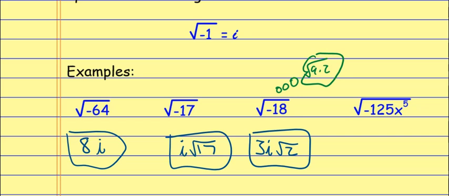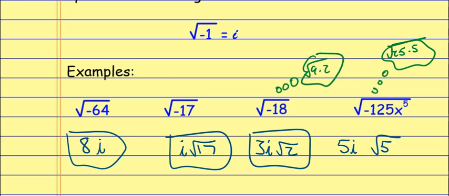And then this last one here, again, square root of a negative gives me an i, so I'm going to put the i on the outside. The 125, remember, perfect squares that go evenly into 125, that would be a 25 times 5. The square root of 25 is a 5, so I put a 5 on the outside. The other 5 is still left, so a 5 on the inside.